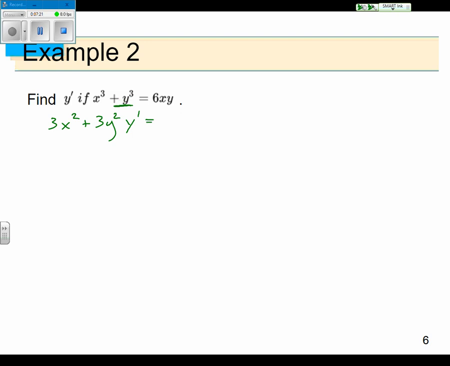Now, the derivative of the right side is going to be tricky. Here's how I see it. I see it as 6x times y. Some people see it as 6, and they pull the 6 out in front, and they just do x times y and use their differentiation rules on it. Either way you think of it, we have a product rule happening on this. So be really careful with this.